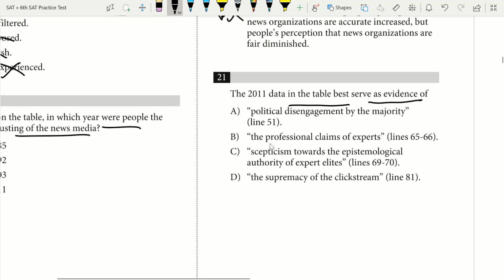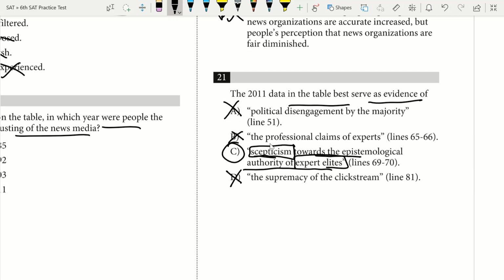Let's look at our options here. A, political disengagement by the majority. No, that's not evidence of that. Is it evidence of professional claims of experts? It's not. Is it evidence of skepticism towards the authority of expert elites? Yes. Okay, those expert elites that it's referring to are those high-level journalists and those people working in the media. Okay, and there is skepticism towards them or distrust as shown by the increased distrust in 2011 compared to the other years. So our answer there is going to have to be C for 21. All right, let's go ahead and move on to passage 3.